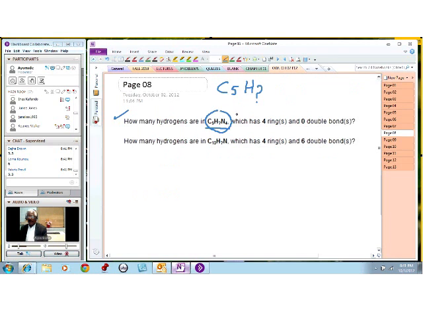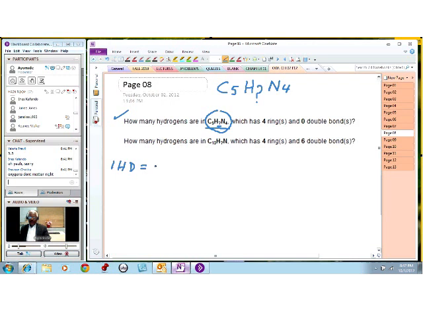Okay. So now, what do they want us to do here? This formula is C5. Instead of giving you the number of hydrogen, they put a question mark there. So it isn't 7, it is a question mark. Then you have 4 nitrogen. So this is another way of asking you, how many hydrogen do you have in this formula? Keep in mind, they're giving you that this molecule has 4 rings. So in essence, they have given us the index of hydrogen deficiency.